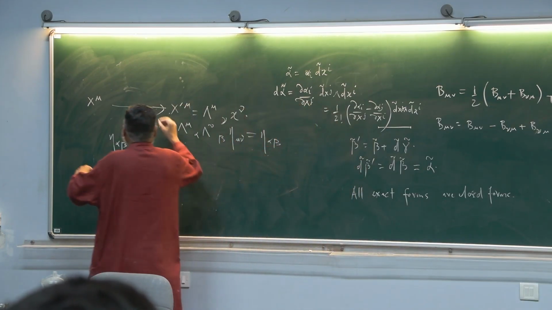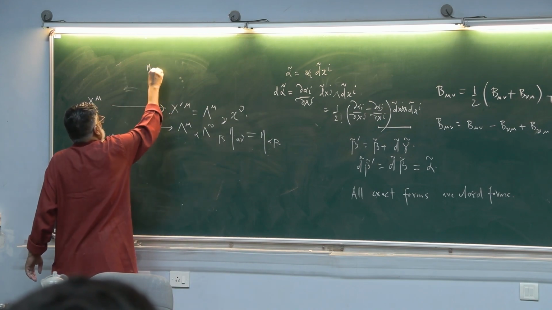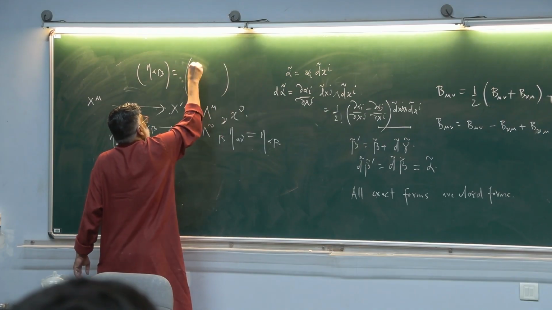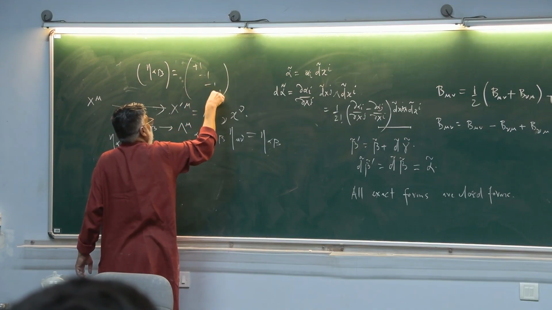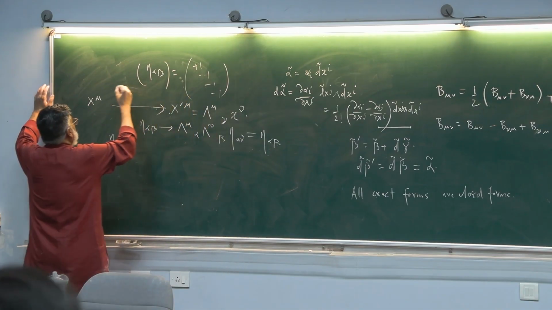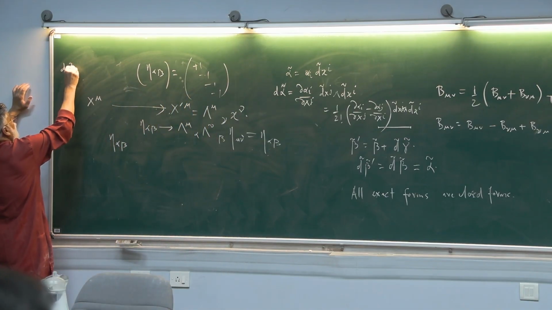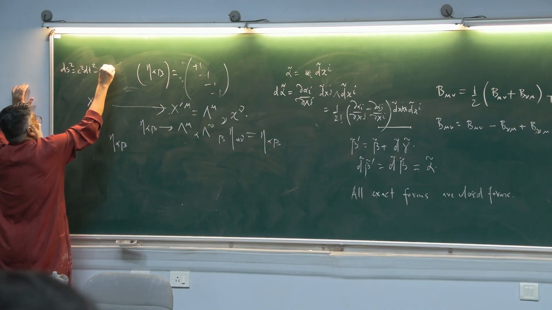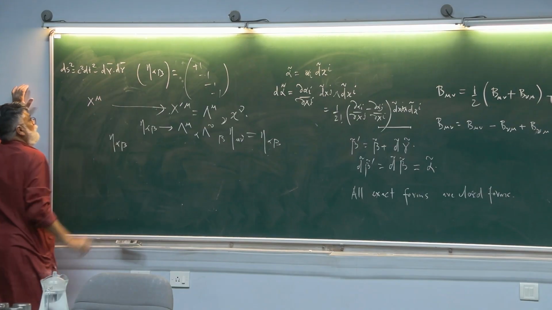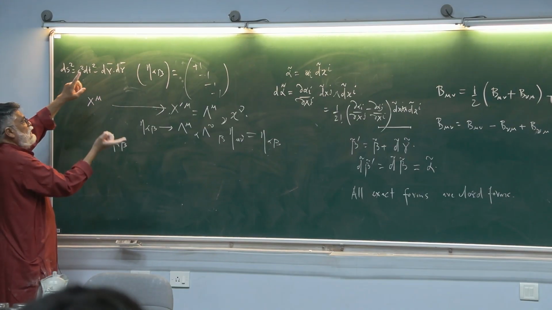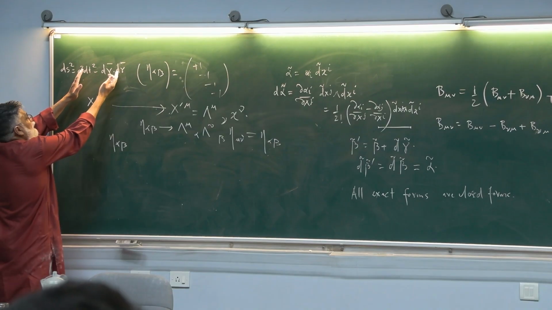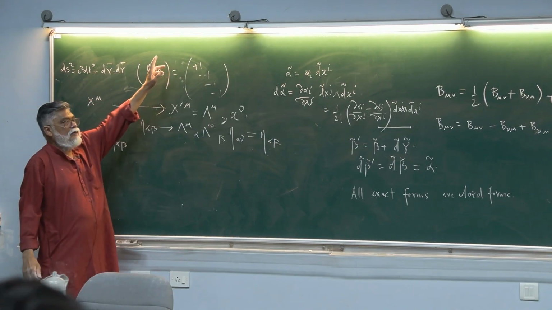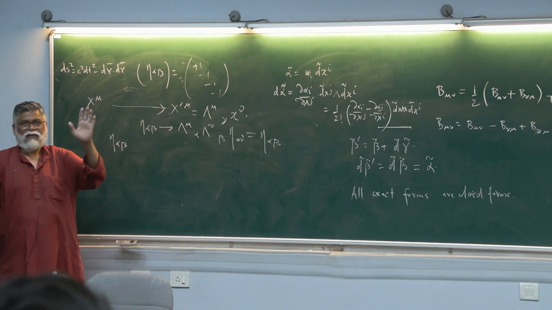And what is eta alpha beta? In my notation, if you write it as a matrix, it is, and you can use any notation, plus 1, minus 1, minus 1, minus 1. In other words, this corresponds to ds square, the invariant proper distance, being c square dt square minus dr dot dr. If you, like Bhashpati, use minus 1 plus 1 plus 1 plus 1, then this will be dr dot dr minus c square dt square, and eta alpha beta will be minus 1 plus 1 plus 1 plus 1. So one can go from one to the other. This is standard.